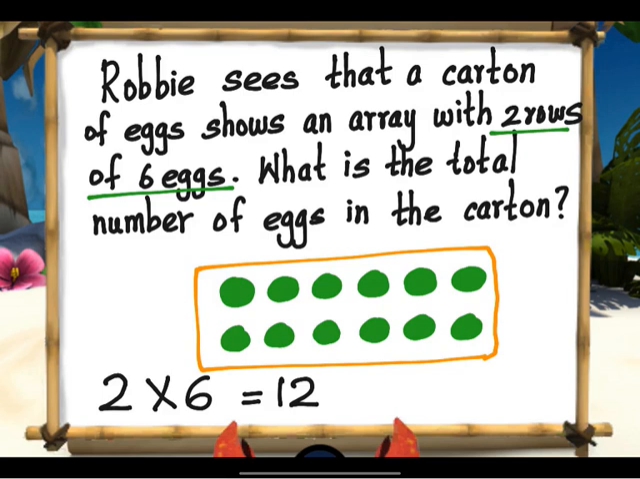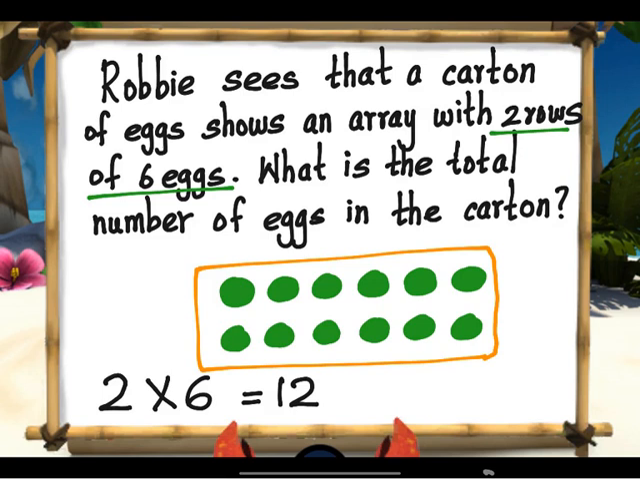So the next step is we have to restate the last question. So where is the last question? The last question is right here. What is the total number of eggs in the carton? So we have to restate that question. How should we restate it? So there are 12 eggs in Robbie's carton.